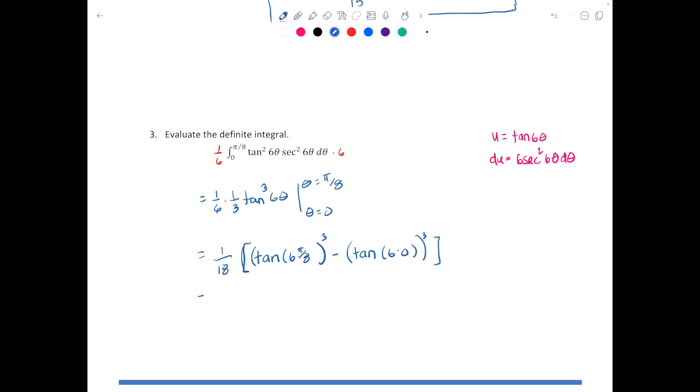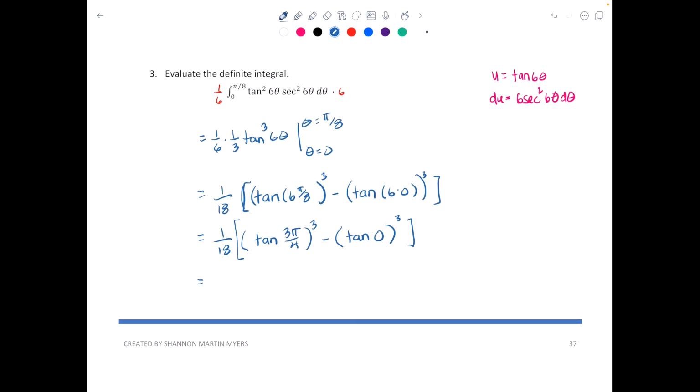Good so far? Awesome. So this is going to give us 1/18 tangent of 3 pi over 4, the quantity cubed, minus tangent of 0 the quantity cubed, which will be tangent at 3 pi over 4 is going to be 1, so 1 cubed is 1, so we'll have 1/18 times 1 minus tangent at 0 is 0, and 0 cubed is 0, so that'll just give us 1/18, and we're done.